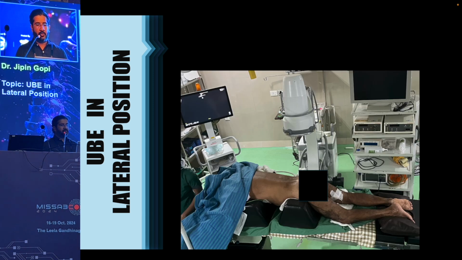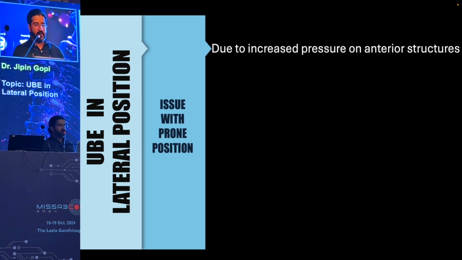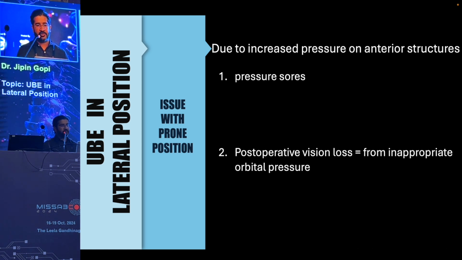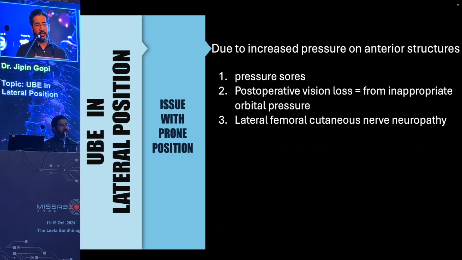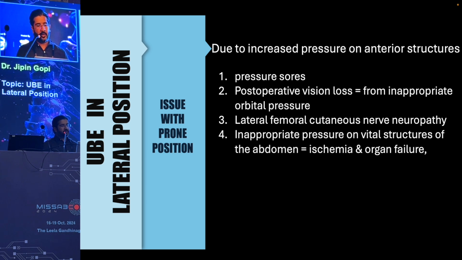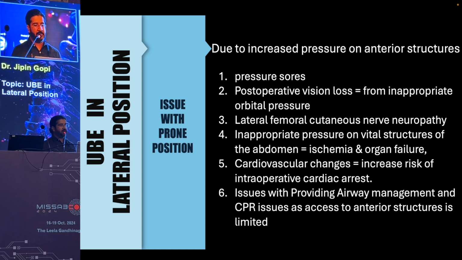As we all know, the majority of the problems caused by prone position are due to pressure on the anterior structures, resulting in pressure sores, post-operative vision loss from inappropriate orbital pressure, lateral femoral cutaneous nerve neuropathy, and inappropriate pressure on vital structures of the abdomen, resulting in ischemia and organ failure. There are also cardiovascular changes, cardiac arrest, issues with airway management, and CPR issues, as access to anterior structures is limited.